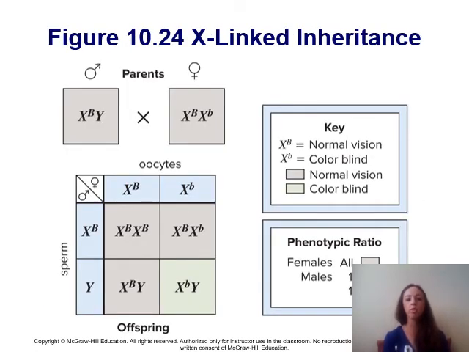Here, a male with normal vision has children with a female who is a carrier of color blindness. All of the females will have normal vision because they get this dominant allele from their father. Regardless of the allele they get from their mom, they will have normal vision. The males have a 50% chance of having normal vision or color blindness since they only have one allele governing this phenotype.